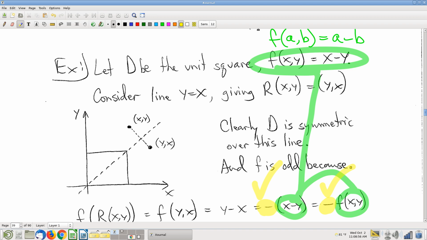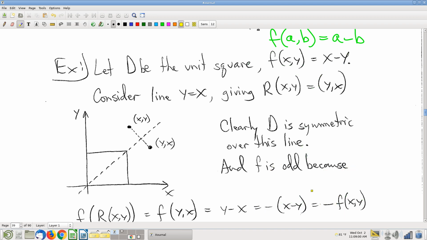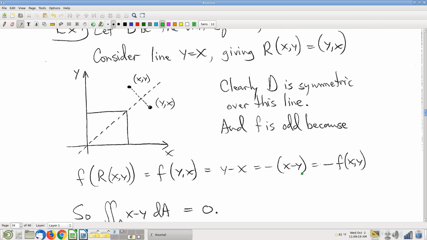Does everybody see how that calculation goes? Okay. All right, so domain symmetric. f is odd. This integral is equal to 0 by symmetry. No antiderivatives, no bounds to worry about. Just declare victory. Okay. Right. Integral is equal to 0.